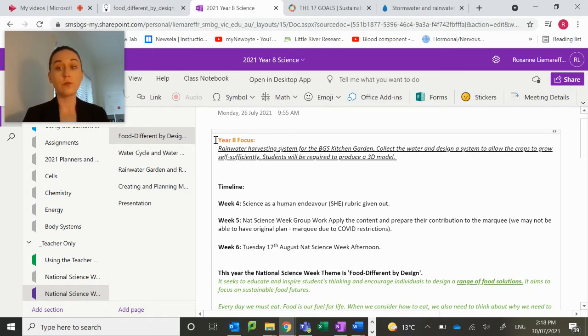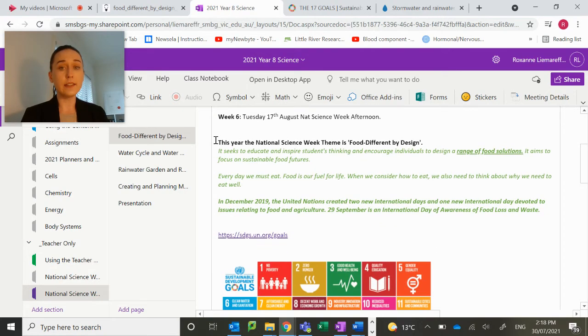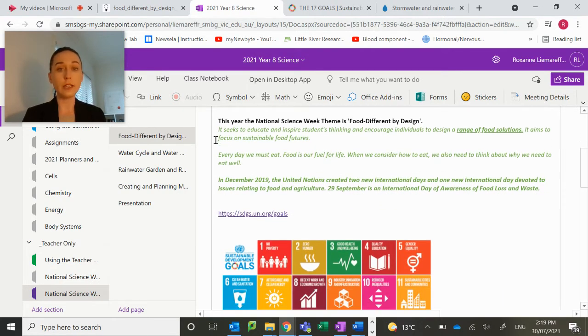getting students to design a range of food solutions. So it wants us to look at sustainable food futures. The focus for Year 8 will be rainwater harvesting systems for the BGS kitchen garden, creating a design to collect water in a system to allow crops to grow self-sufficiently, and students will be required to produce a 3D model if successful. So this year, National Science Week wants to educate and inspire kids' thinking, to encourage individuals to look at those food futures.